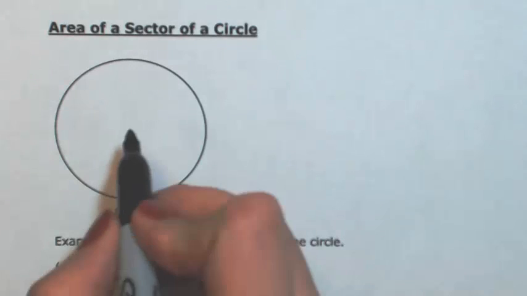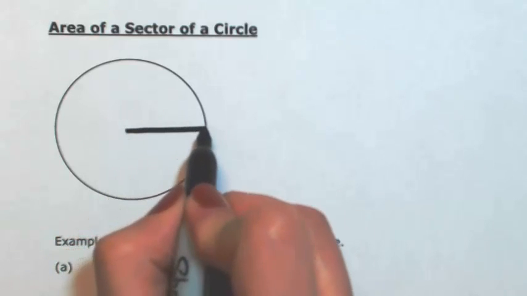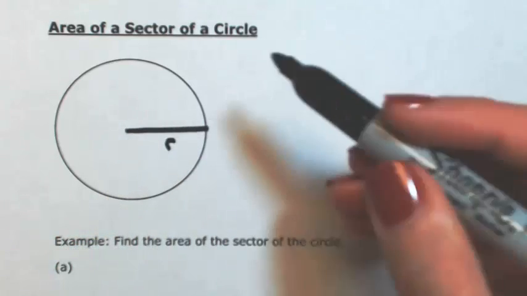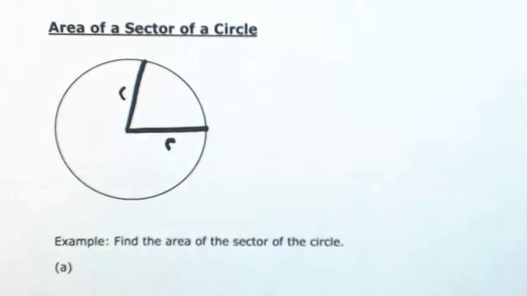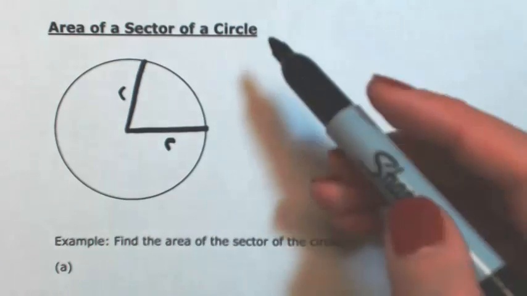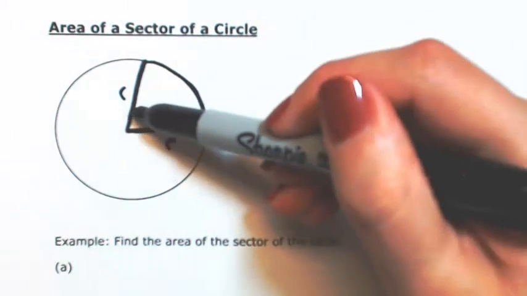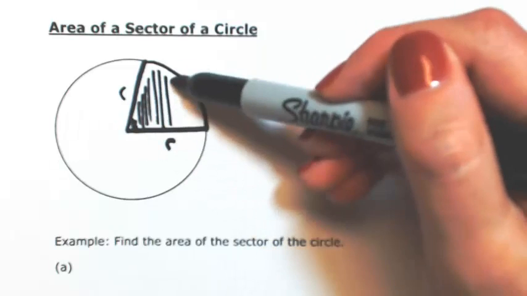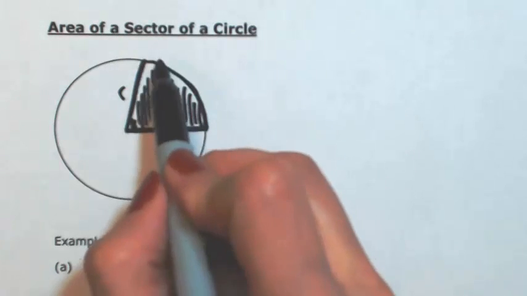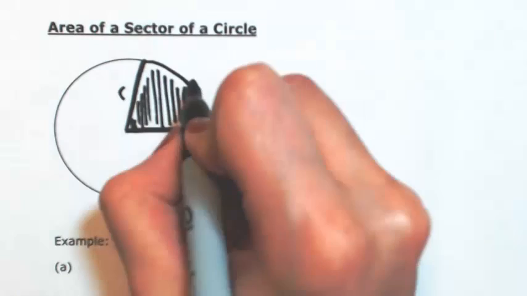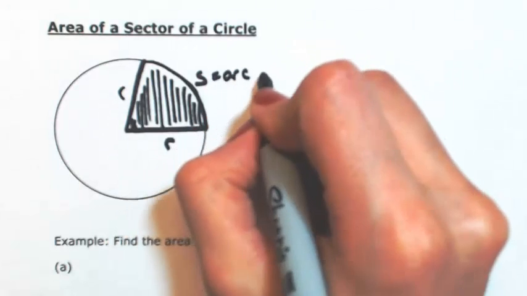Let's take a piece of this circle. So let me mark out the center. And there's my radius. I'm just going to grab some other part of it, and that's the radius. Now let's say I want to find the area of this piece of the circle. From the initial to the terminal there, we would have our arc length, which we've called S.